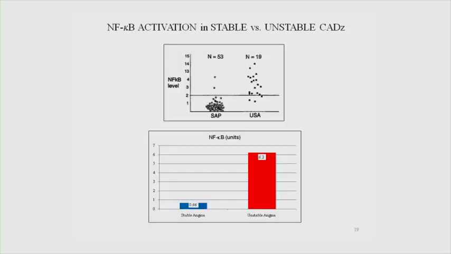Now, individuals with unstable angina, of course, have much higher levels of nuclear factor kappa beta than those with stable angina. The reason they're unstable is their immune system was activated, and as a mediator of immune activation, we have activation of nuclear factor kappa beta. That makes a lot of sense. Now let's look at nuclear factor kappa beta activation in stable versus unstable plaque.